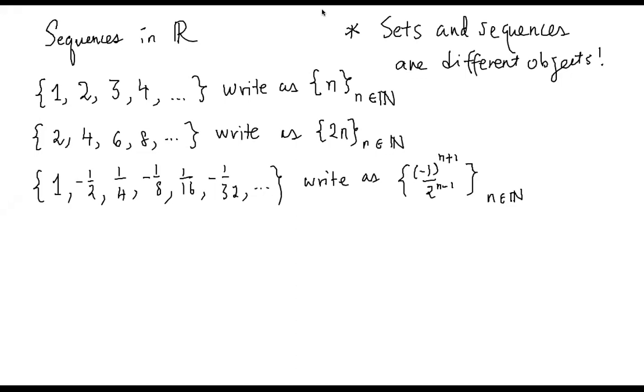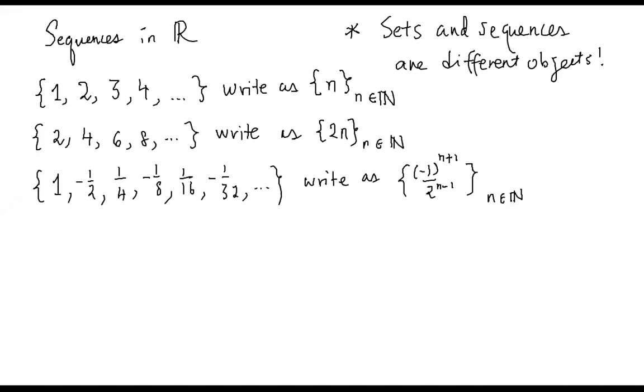So you have sequences in R. They're basically a collection of numbers that are ordered, right? The order of the numbers in the list is actually important. That's why it's called a sequence. They should not be confused with sets.